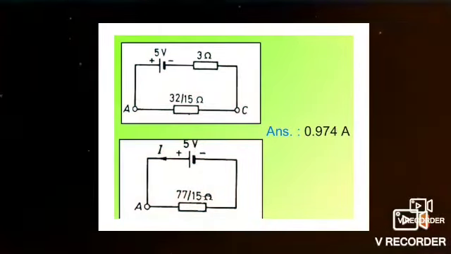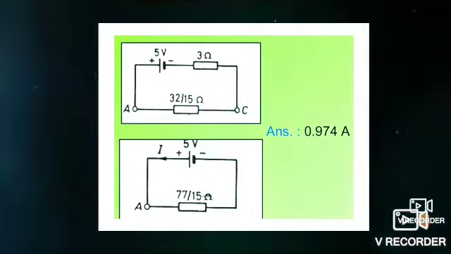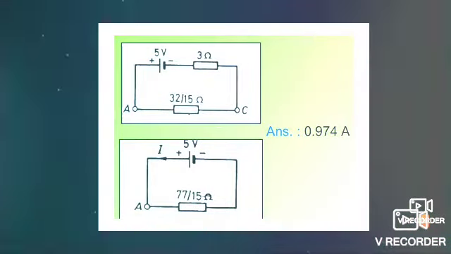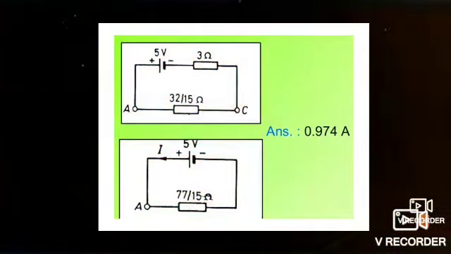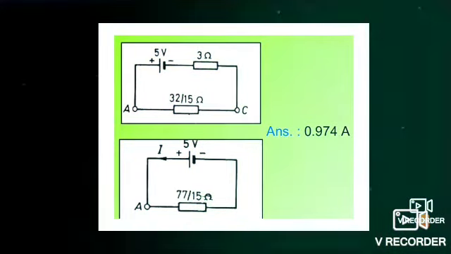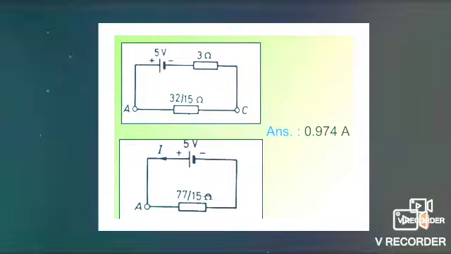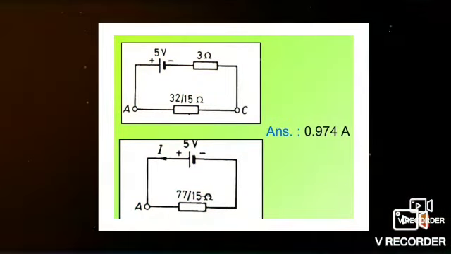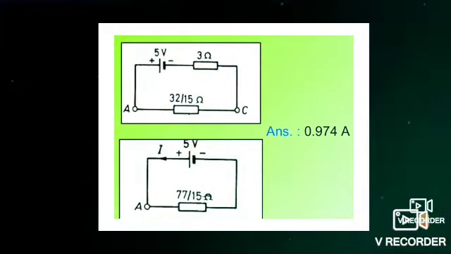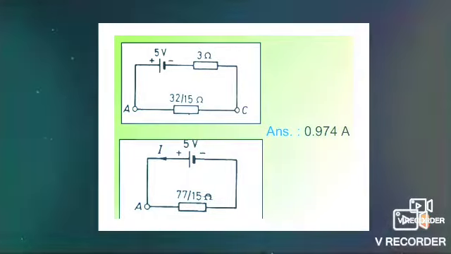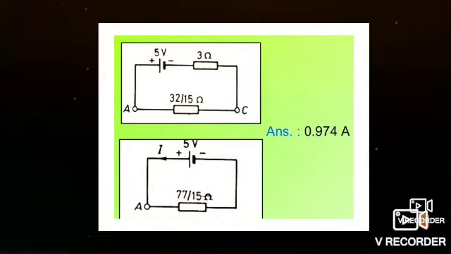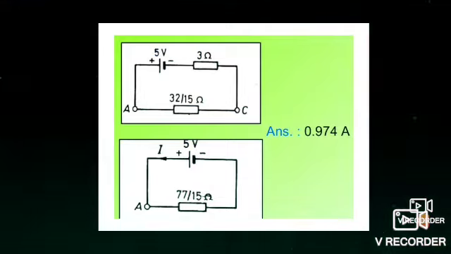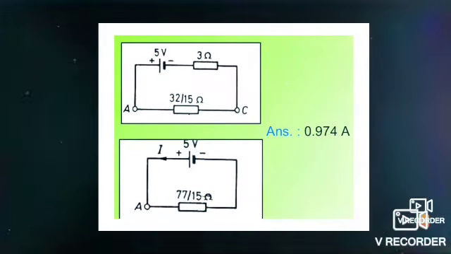Now these two are in series. 32 by 15 ohm and 3 ohm is in series. So the answer is 77 by 15 ohm. Now the value of current I is V equal to I into R. Therefore I equal to V by R. So V divided by R, 5 volt divided by 77 by 15 ohm gives the answer as 0.974 ampere.